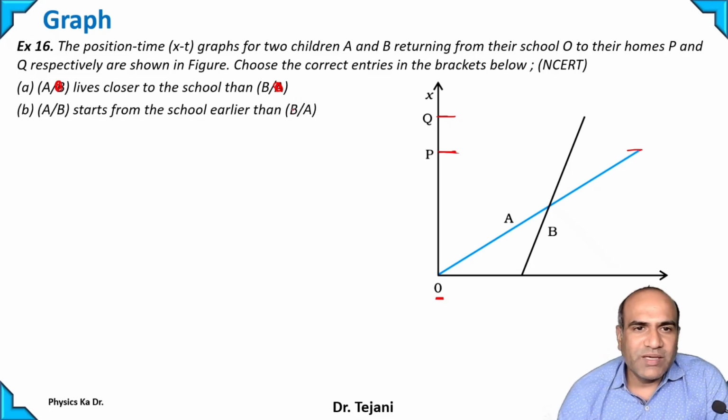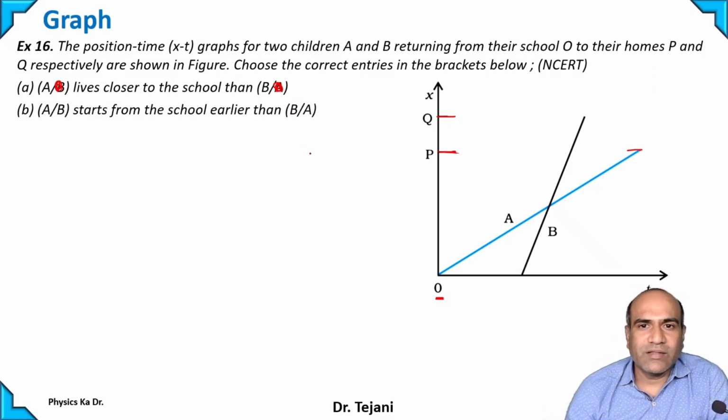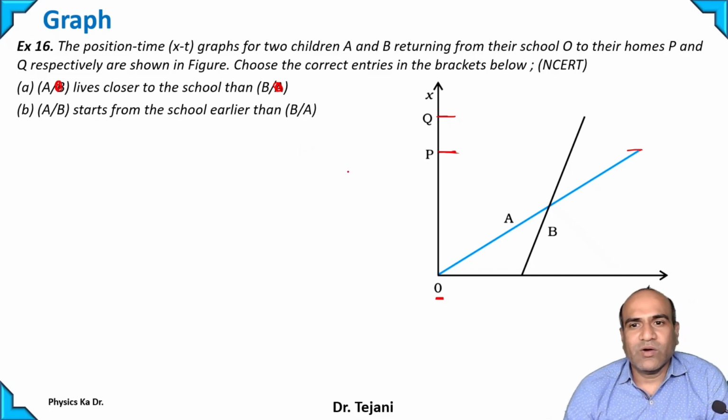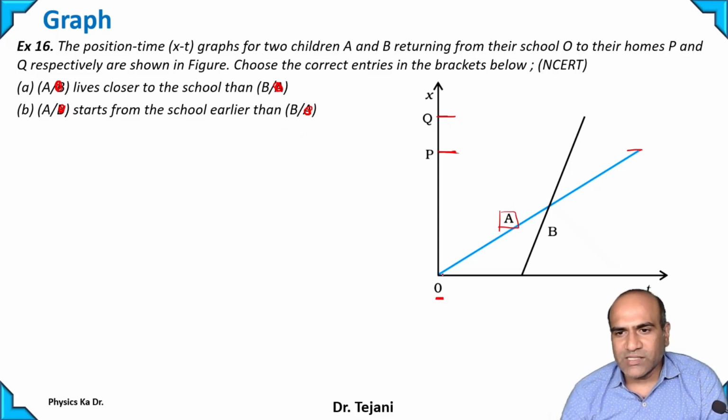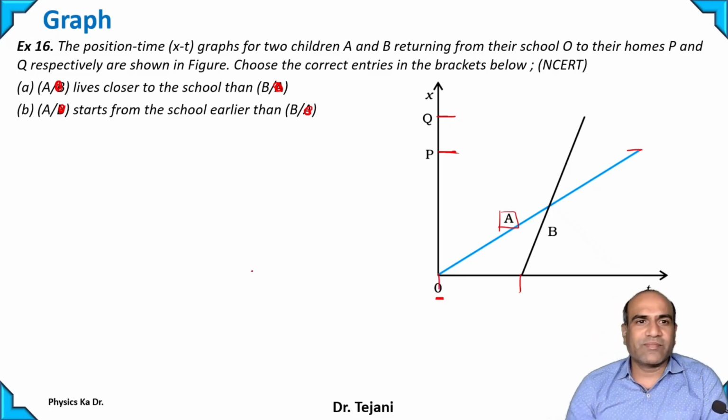Second is: A or B starts from the school earlier than B or A. So who is starting earlier? A starts early. You can see here who starts. A starts early at the zero position. B starts somewhat a little late, after some time.